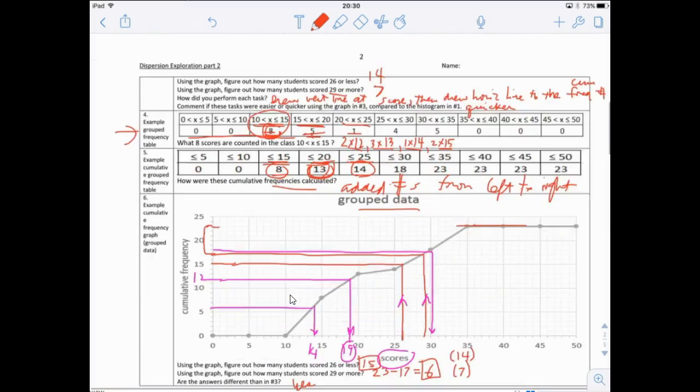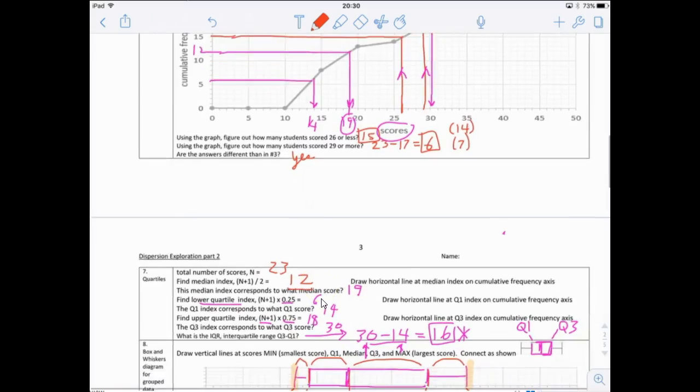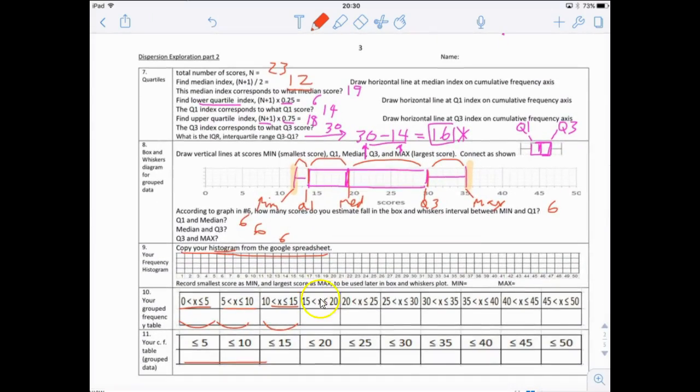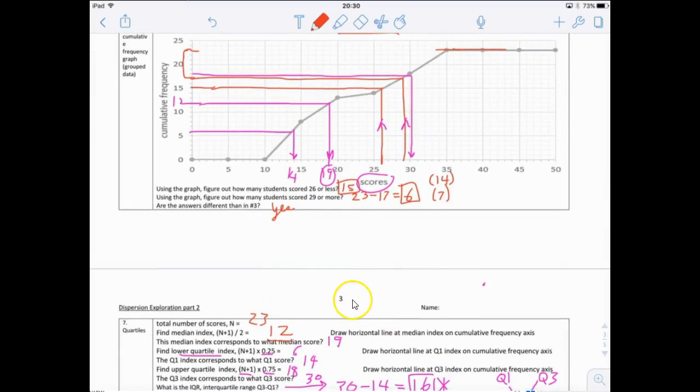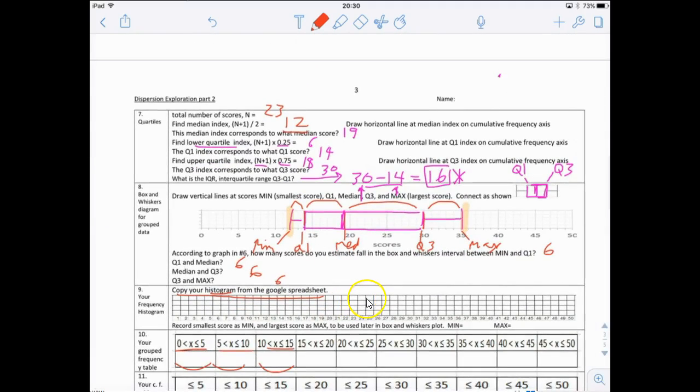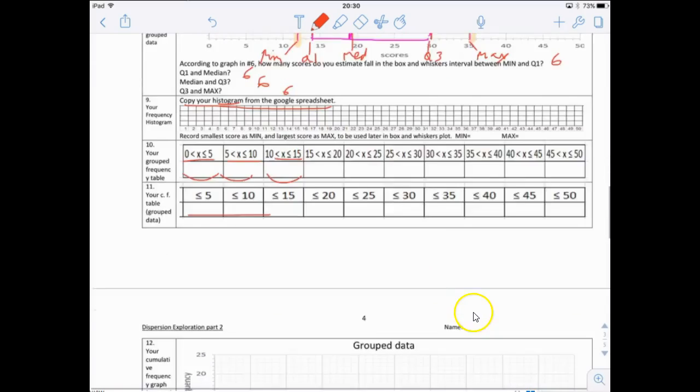Okay, so what you're going to do now is you're going to take your own data distribution and you're going to make a cumulative frequency graph like that one. You're going to make a box and whiskers like that one. Okay, go for it.